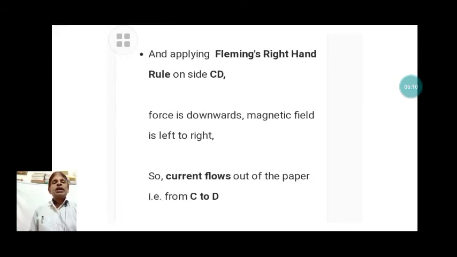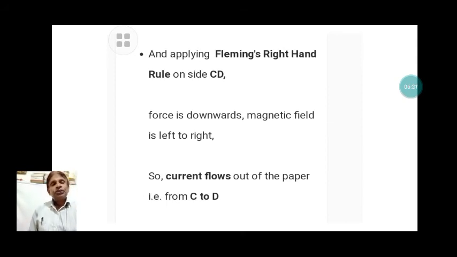Next, applying Fleming's right hand rule on side CD, the force is downward and the magnetic field is left to right, as given. So the current flows out of the paper, that is from C to D.